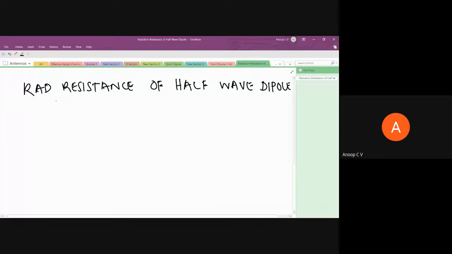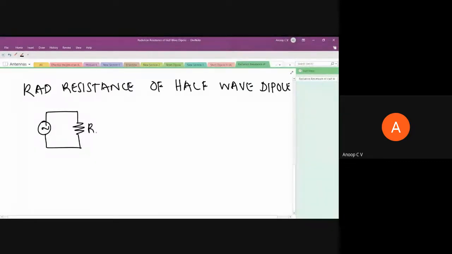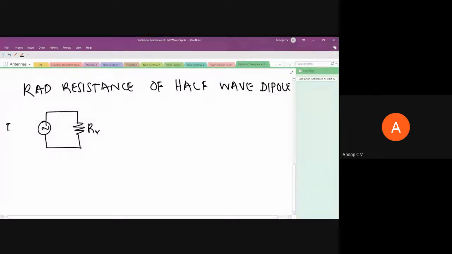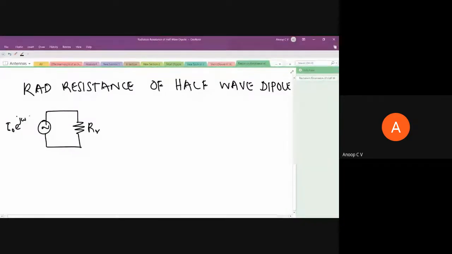Initially we'll consider the equivalent electrical circuit. Here I am assuming the radiation resistance is purely resistive. This is RR, and I'm not considering any internal resistance of the source, or any leakage in the antenna. All those things I'm not considering. This is excited with I naught e power j omega t. I want you to be clear, this I naught is a peak value, as even when I drew the current distribution, I showed the peak value. So I naught is the peak value.